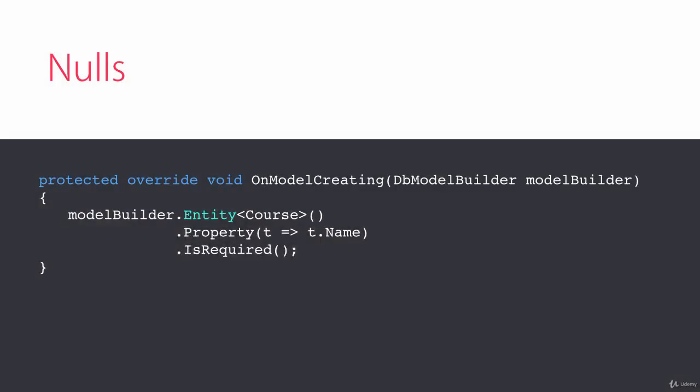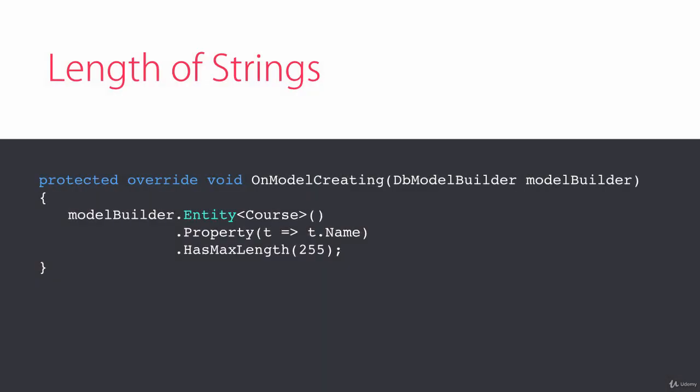In the last lecture, I told you that if a property is nullable, Entity Framework marks that property as nullable in the database as well. If you want to override that, you can call the IsRequired method. If you want to change the length of strings, we have a method called HasMaxLength. So in this example, I'm limiting the length of the Name property or the Name column to 255 characters.